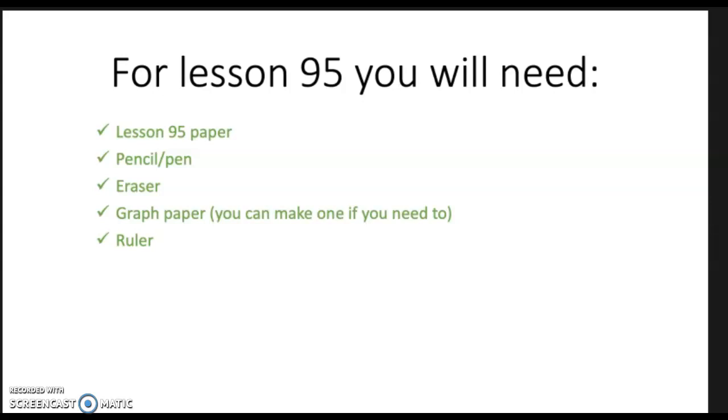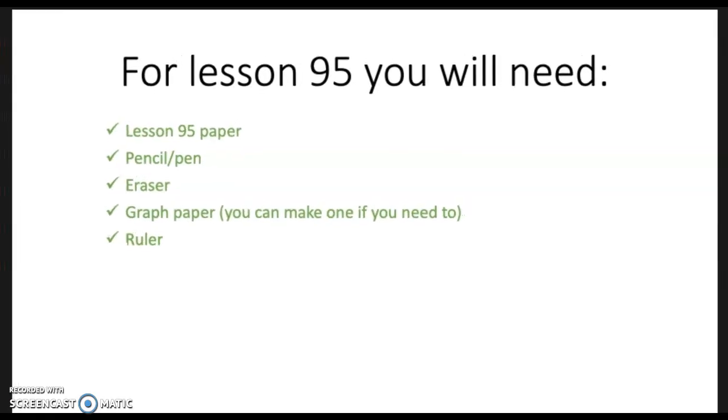For this lesson, you will need the following. So you're going to need your lesson paper, pen and pencil, eraser, some graph paper. If you don't have graph paper at home, that's okay. You can either easily print some, or you can just grab a scratch paper and make a graph on it.